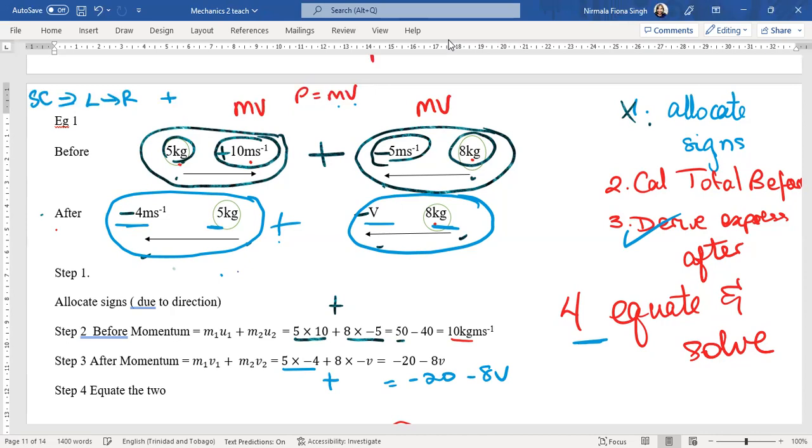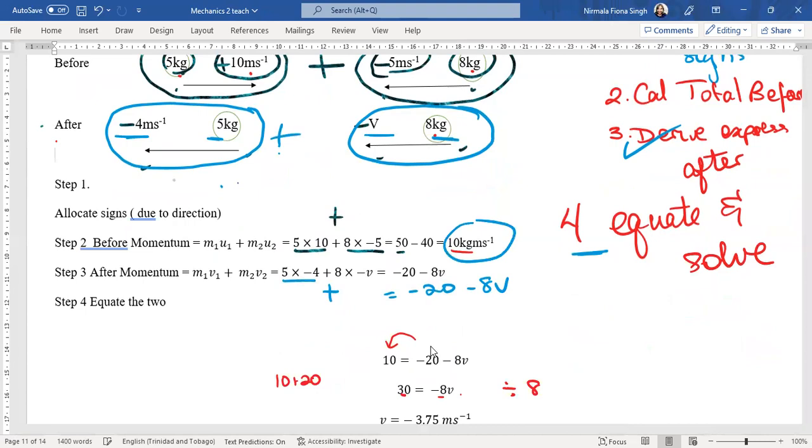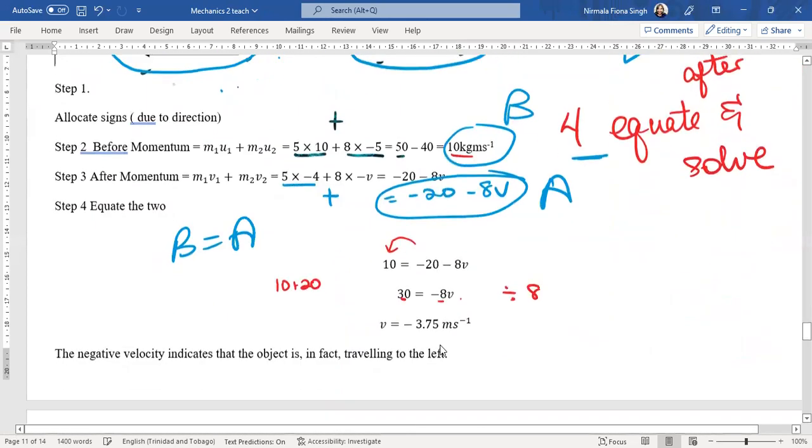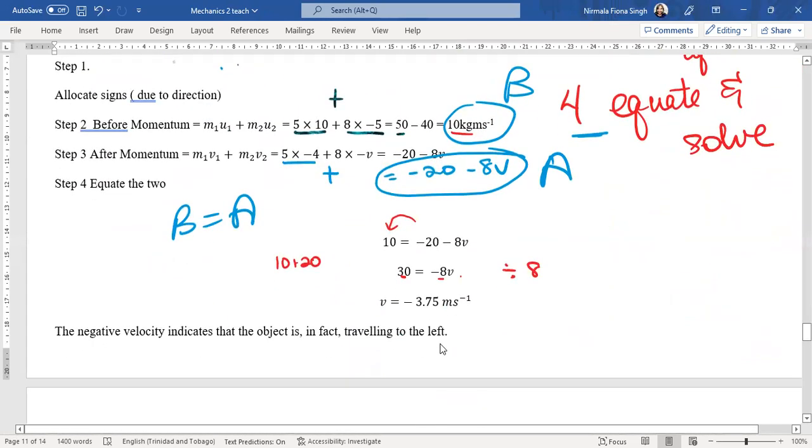Last point, we equate and solve. So we equate our before to our after. So before is equal to our after, and we solve for v. Everybody okay with that so far? Yes, miss.